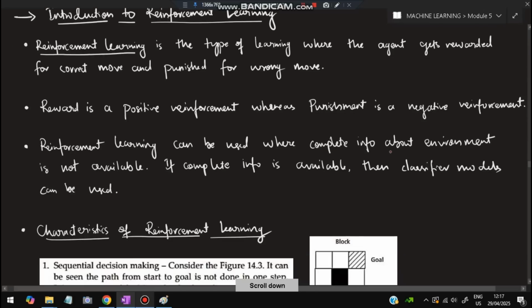It can be used where complete information about the environment is not available. We know some information about the environment. There is some blockage here and some danger here, and the robot has to move from the start state to the end state. The complete information is not known. In that case, use reinforcement learning. If the complete information is known, there is no point in using reinforcement learning, because once something is known, you can directly use the classifier methods which we discussed in the previous modules, right?